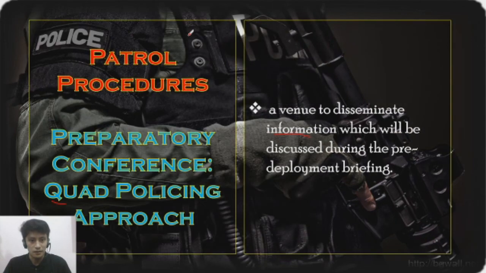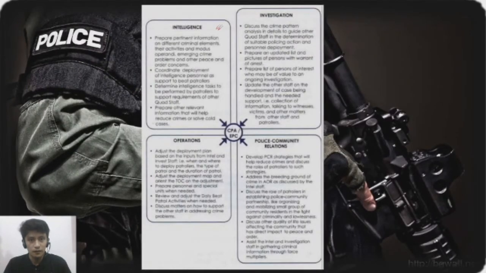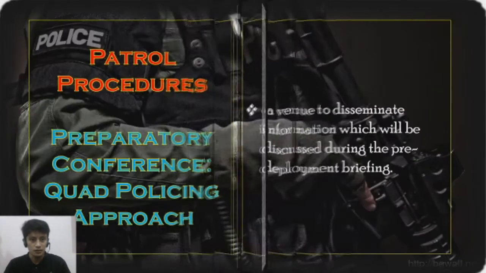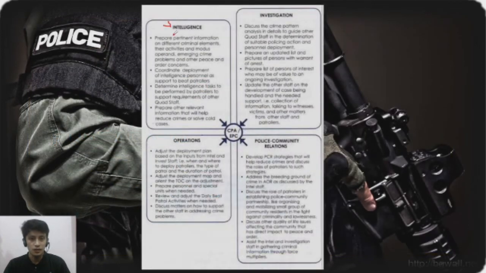Okay, so these are the 4 involved units in the quad policing. So especially in patrolling, nandito yung patrol plan making. Nandito yung intelligence. So ano ba yung function nila? Okay, during the preparatory conference, they can prepare pertinent information. Kasi nga sila yung in charge in gathering intelligence or gathering information about criminal elements.